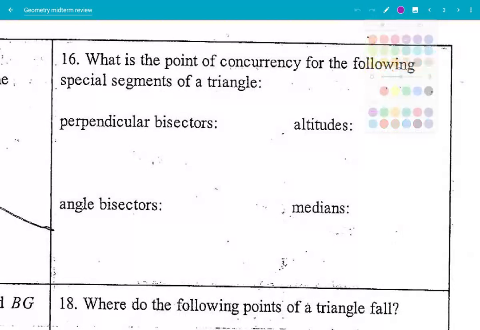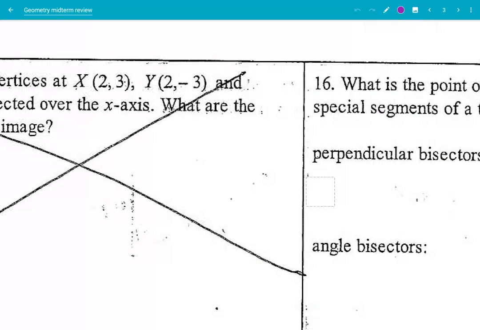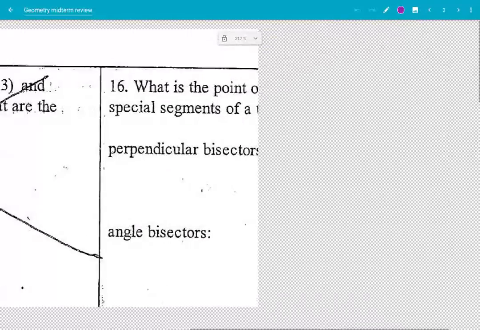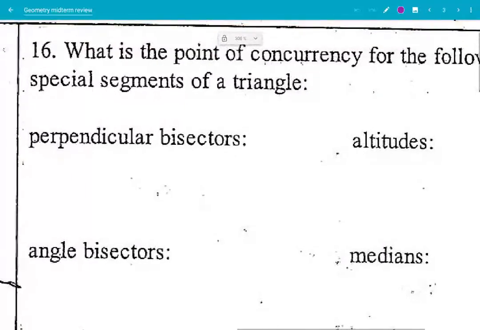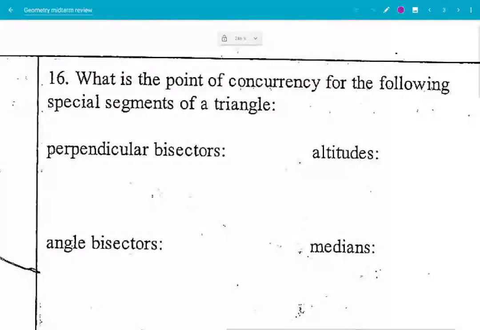Okay, what is the point of concurrency for the following special segments of a triangle? The perpendicular bisectors. Oh, goodness. Come on, man. All right, what's the point of concurrency for the following special segments of a triangle?